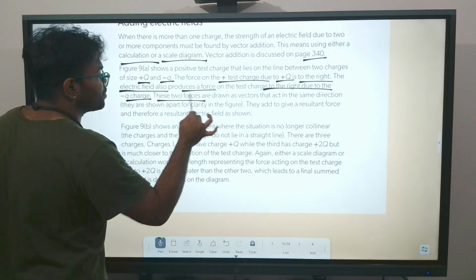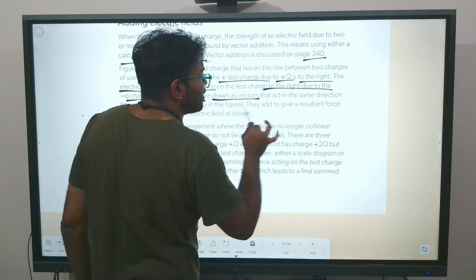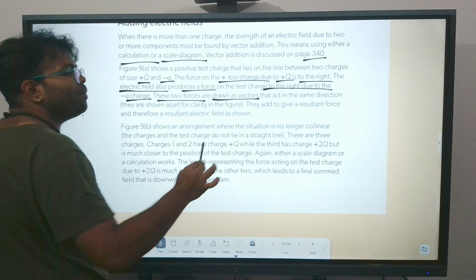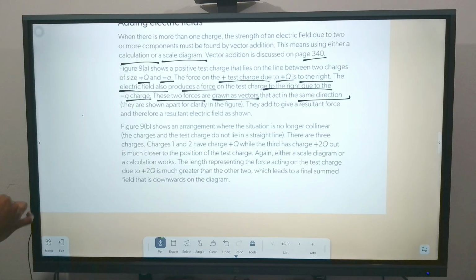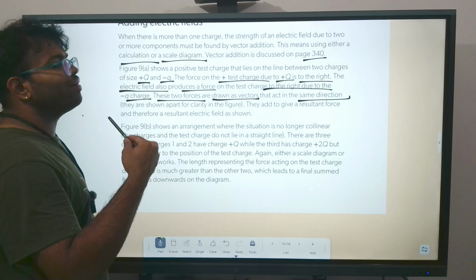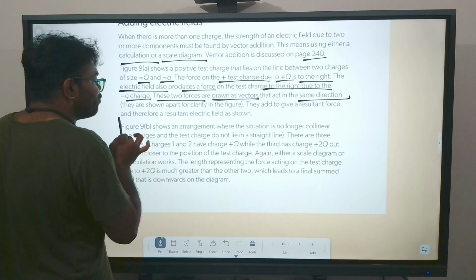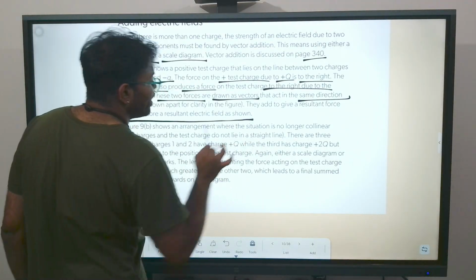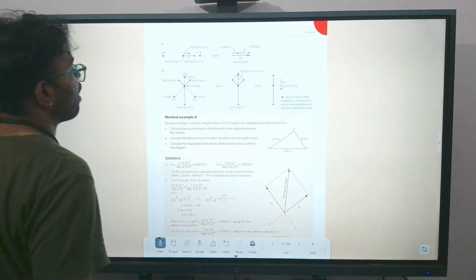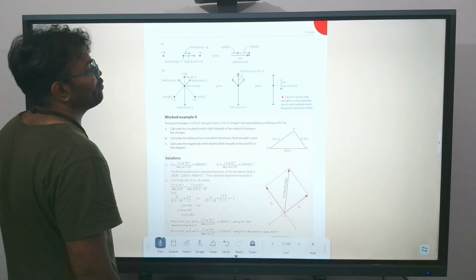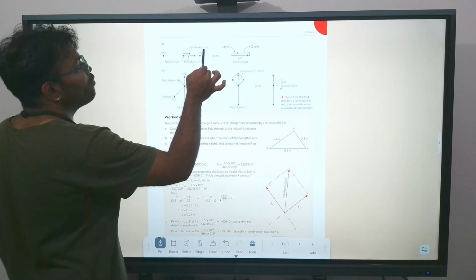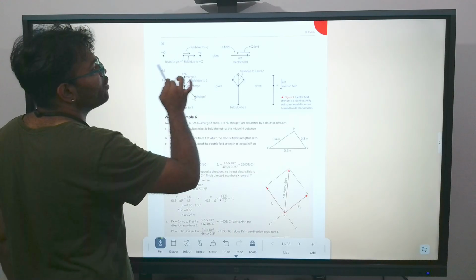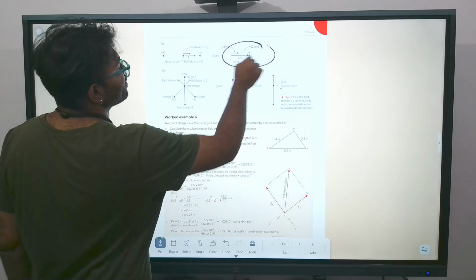Now, these two forces are drawn as vectors that act in the same direction. They are shown apart for clarity in this figure. They add to give a resultant force, and therefore a resultant electric field is shown. So you end up having a resultant electric field due to both of them. Clear? Field due to plus q, and this is basically going to be the net electric field.